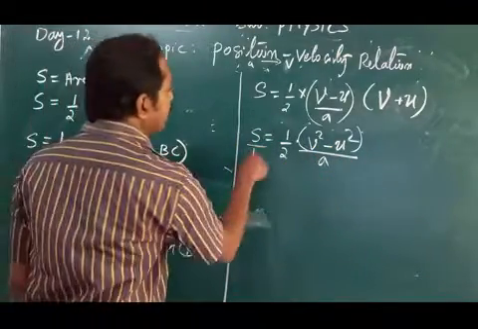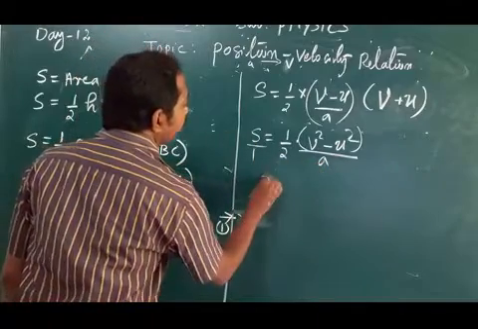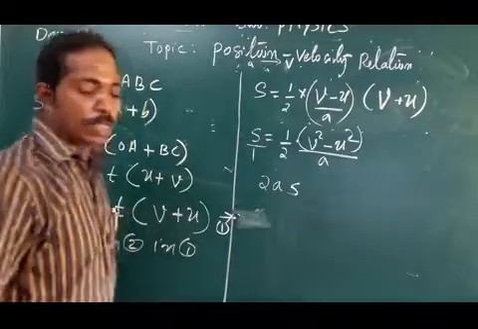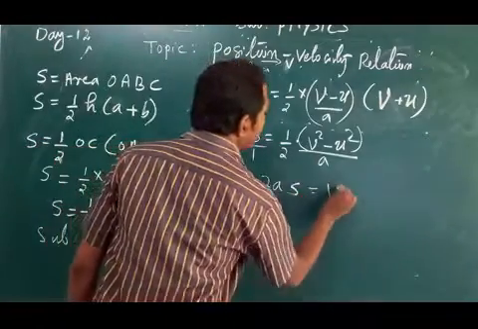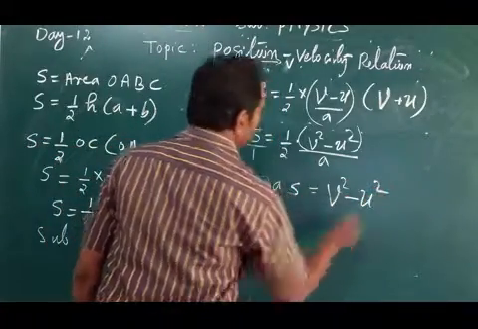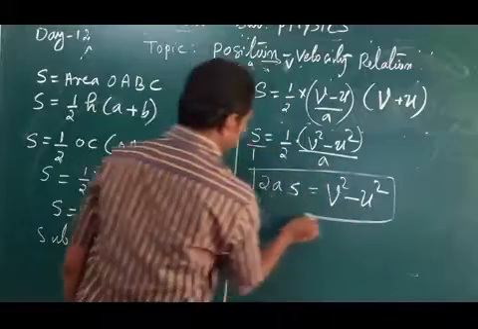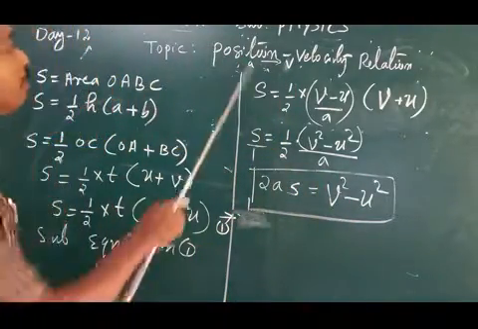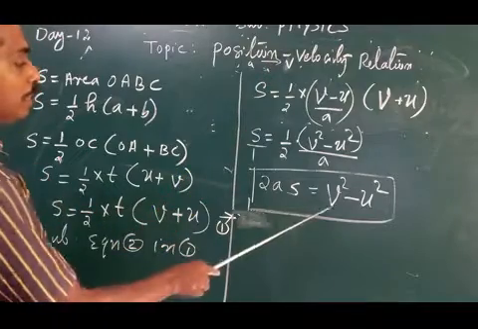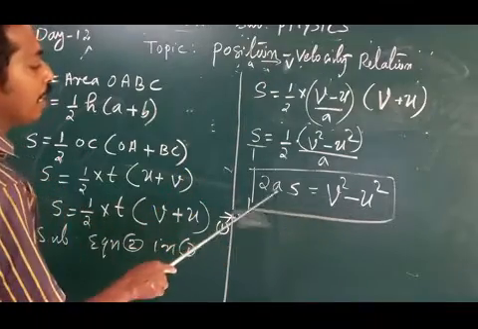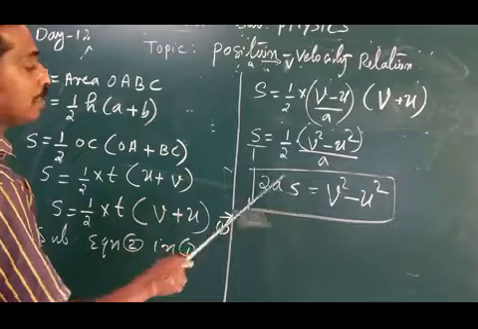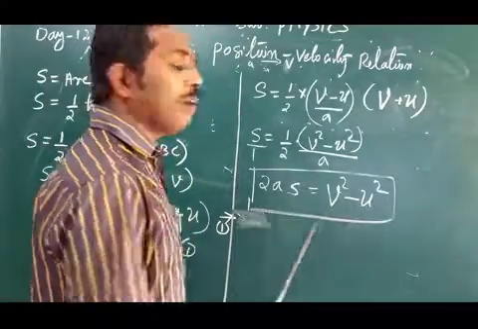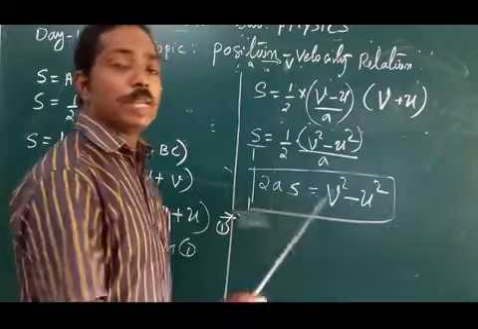Then here the denominator is one only, cross multiply. We get 2AS. 2A into S equal to V square minus U square. This is our required equation, the position velocity relation. The earlier ones are all velocity time. Here it is position, distance. So here the time factor we cannot find. Time is not mentioned in this equation.